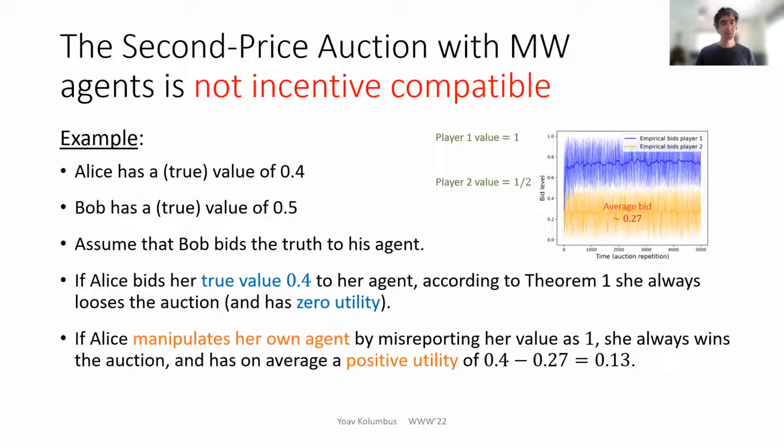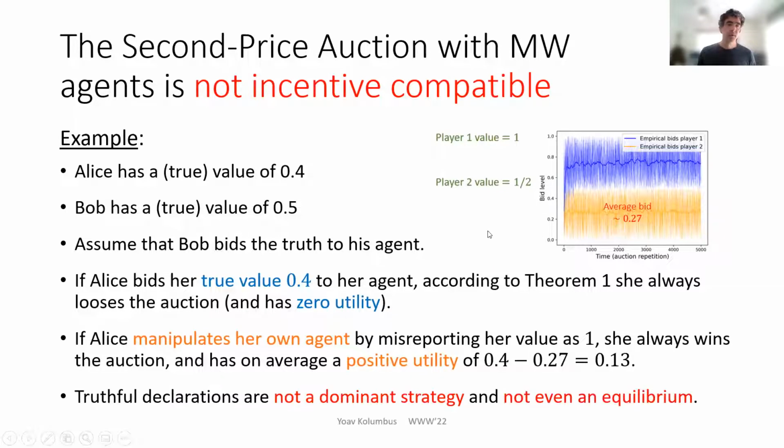But if Alice is going to manipulate her own agent by misreporting her value as a higher value of 1, then she's going to always win the auction. And in fact, we're going to get exactly these dynamics that we saw. And she's going to have on average positive utility. So we see that truthful declarations are definitely not a dominant strategy. And in fact, they're not even an equilibrium. So the users do have incentives to manipulate their own learning agents to misreport their values. And we're not getting incentive compatibility in the second price auction.